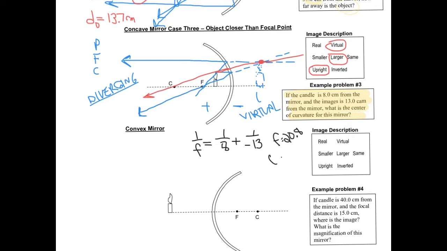That's an important distinction. And I come out with F as 20.8, and of course I have to double that to get to the center point, which is 41.6 centimeters. Does that make sense?